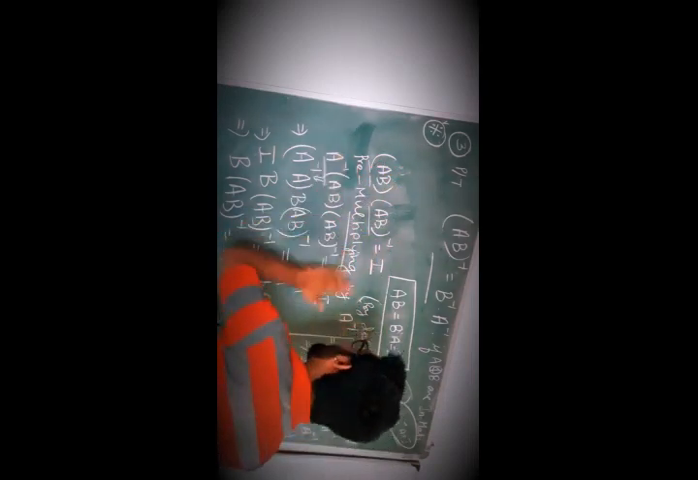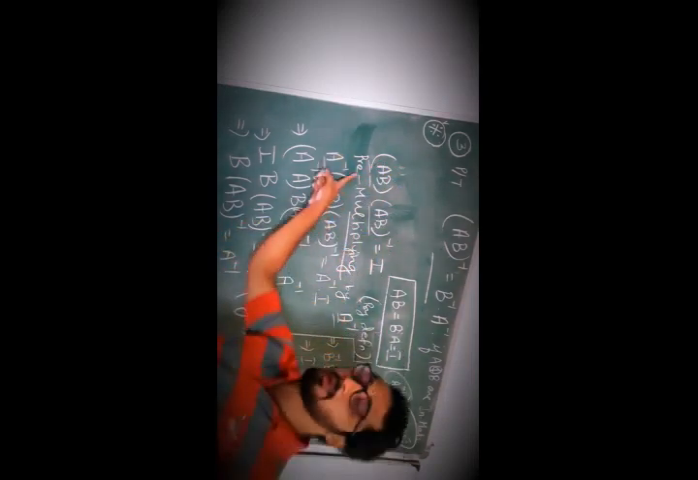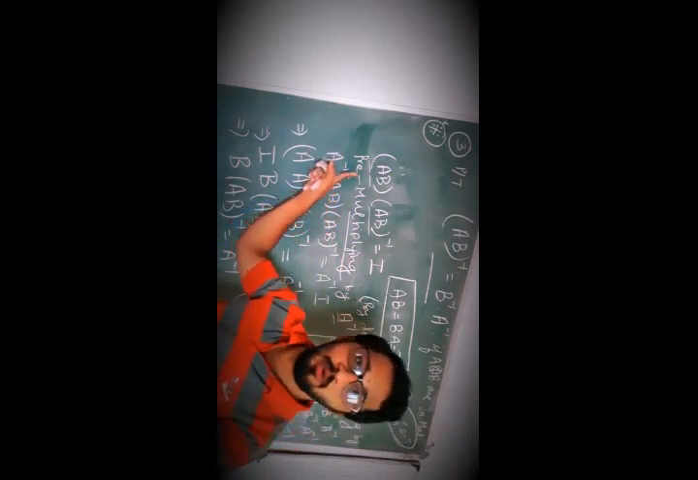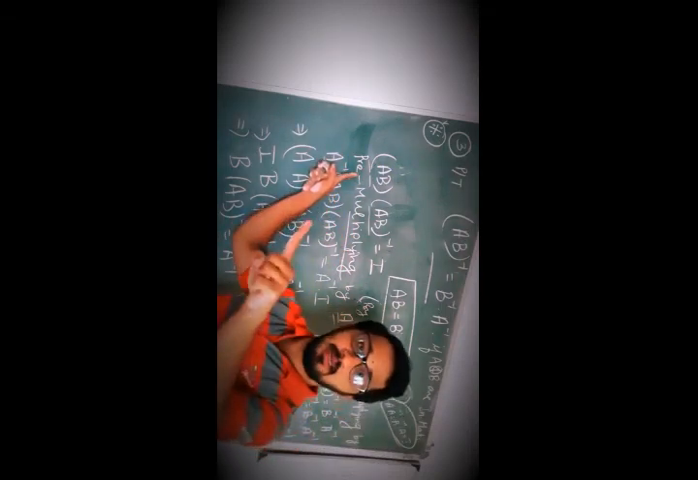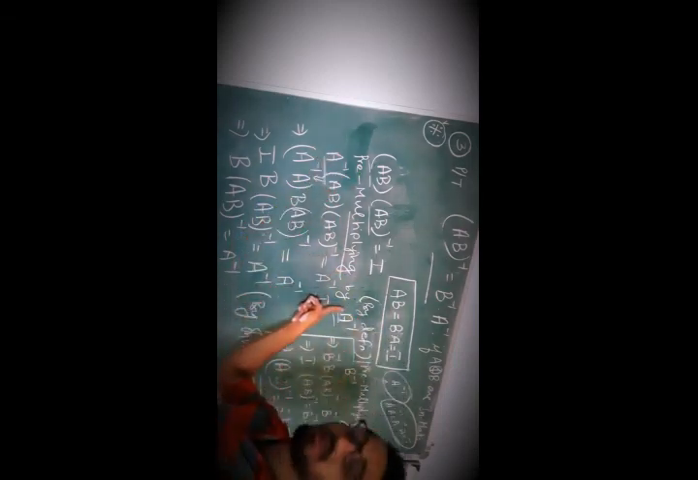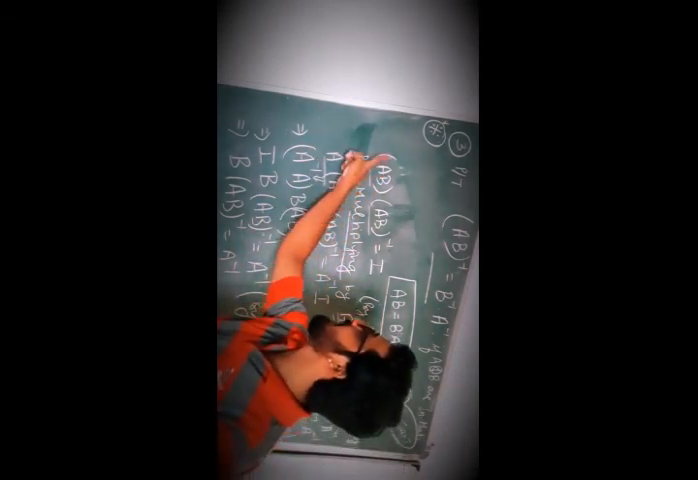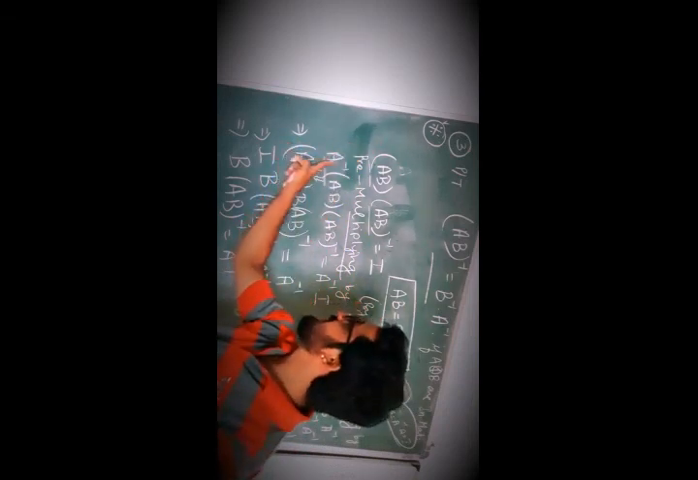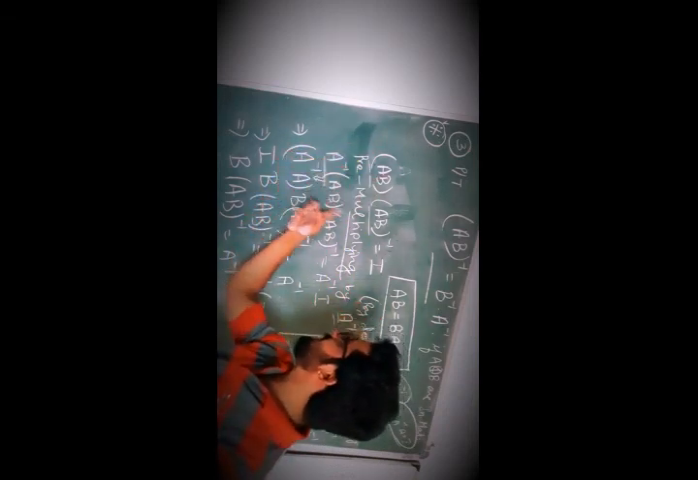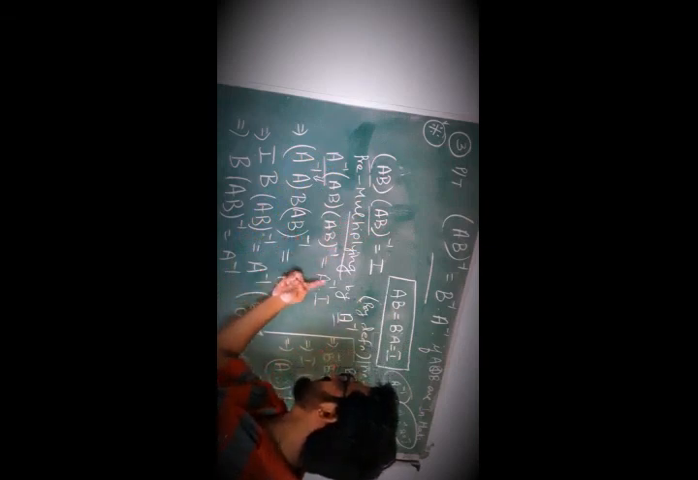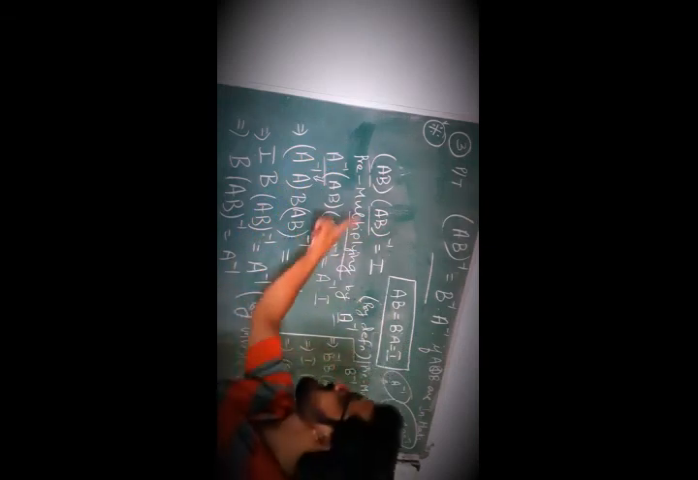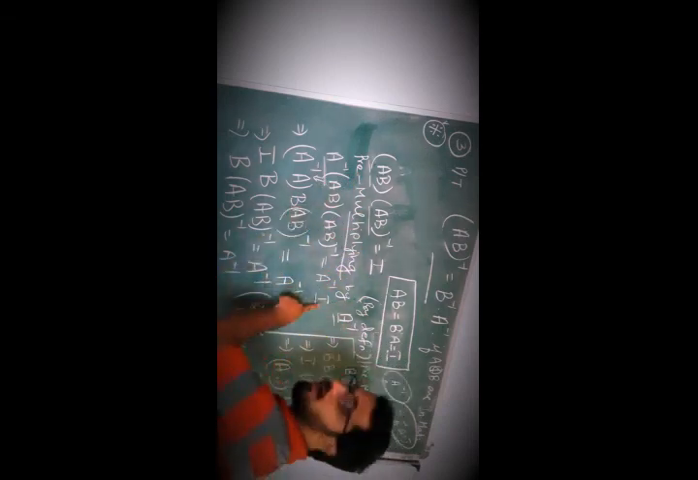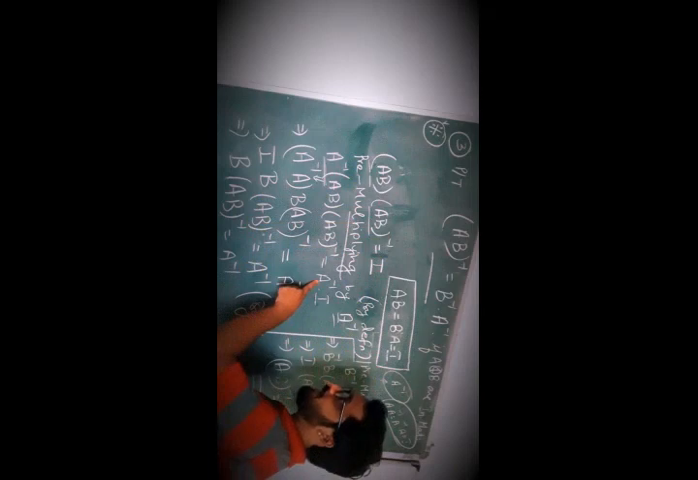Now, by pre-multiplying by A inverse. Pre means before, post-multiplying means after. That means here pre-multiplying by A inverse, I have to multiply A inverse over here. That means A inverse into AB into AB the whole inverse is equal to A inverse into I. That means pre-multiplying by A inverse on both the sides, LHS and RHS. That's what I have multiplied.